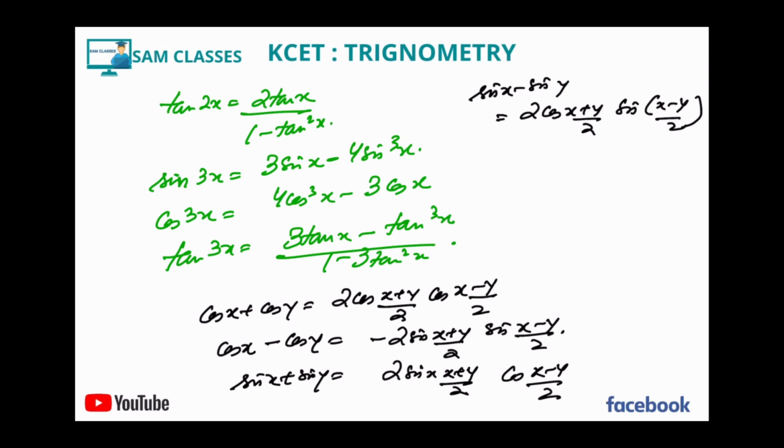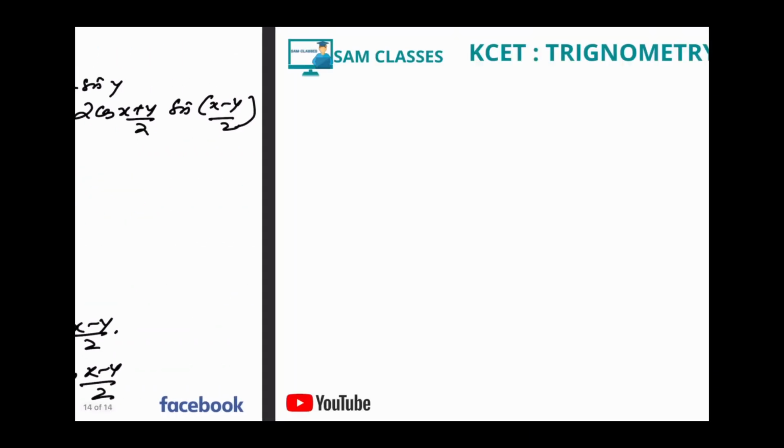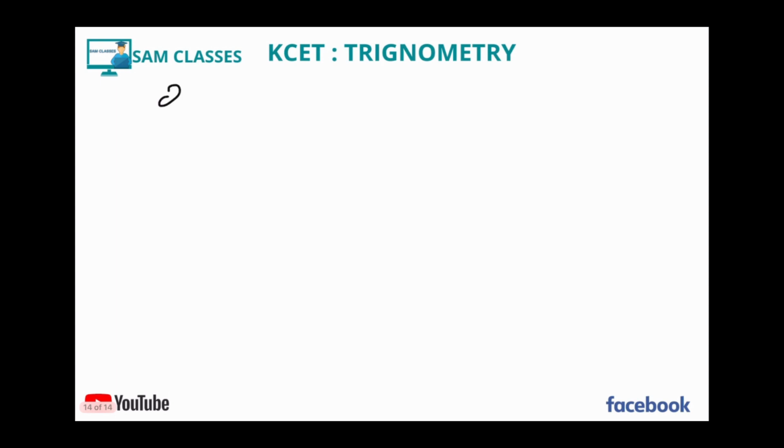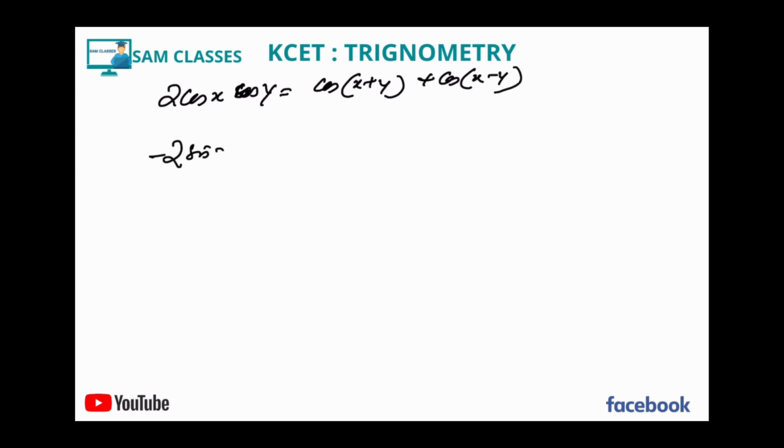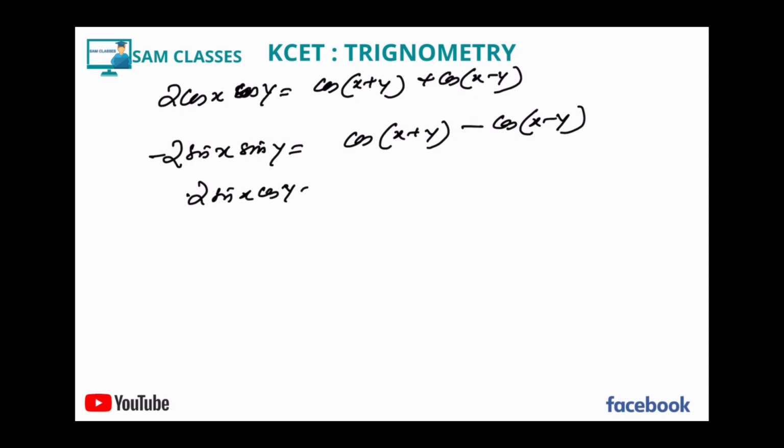Done. Okay. Now coming to the next part of the formula, product to sum. This much we have done. The next part is product to sum. So product to sum is what? 2 cos a cos b. 2 cos x cos y. That is equal to cos of x plus y plus cos of x minus y. Next we'll see minus 2 sin x sin y. So that is equal to cos of x plus y minus cos of x minus y.